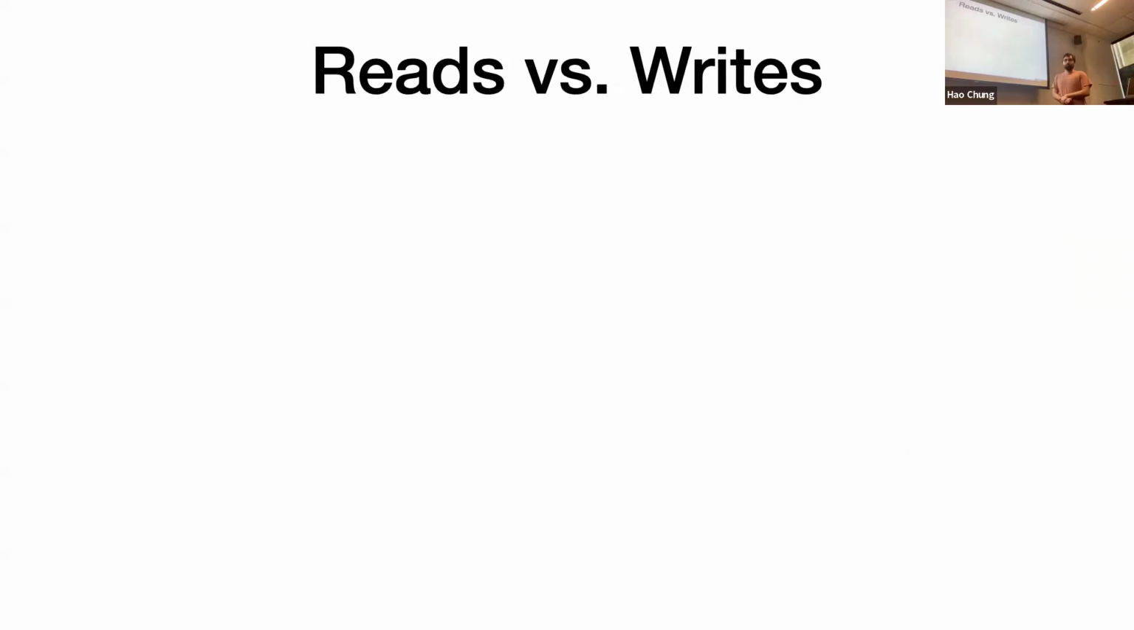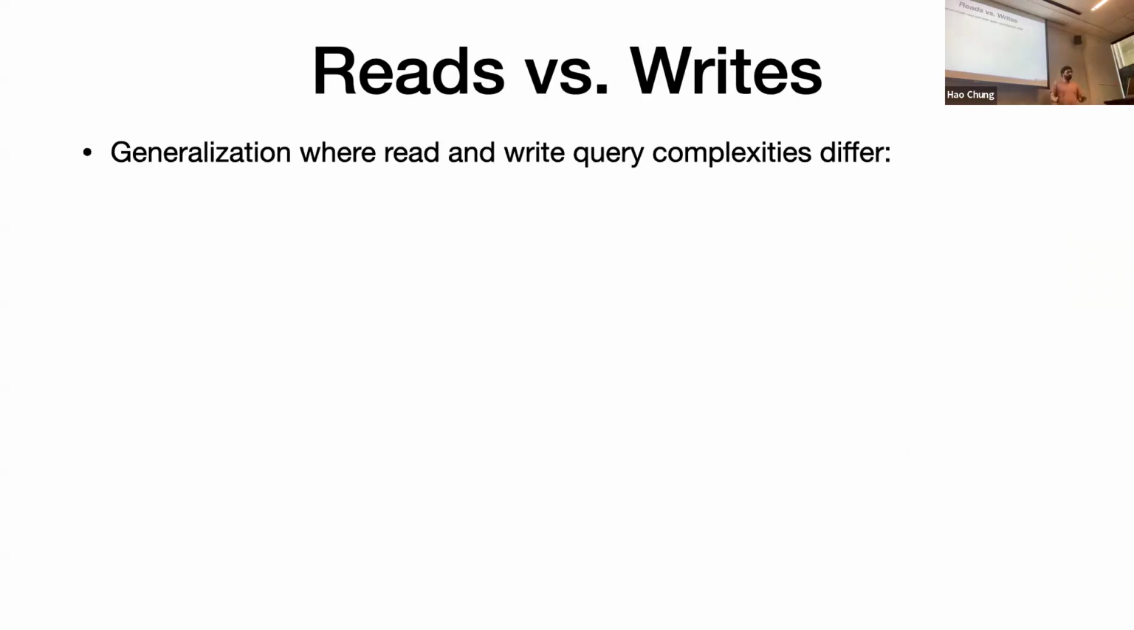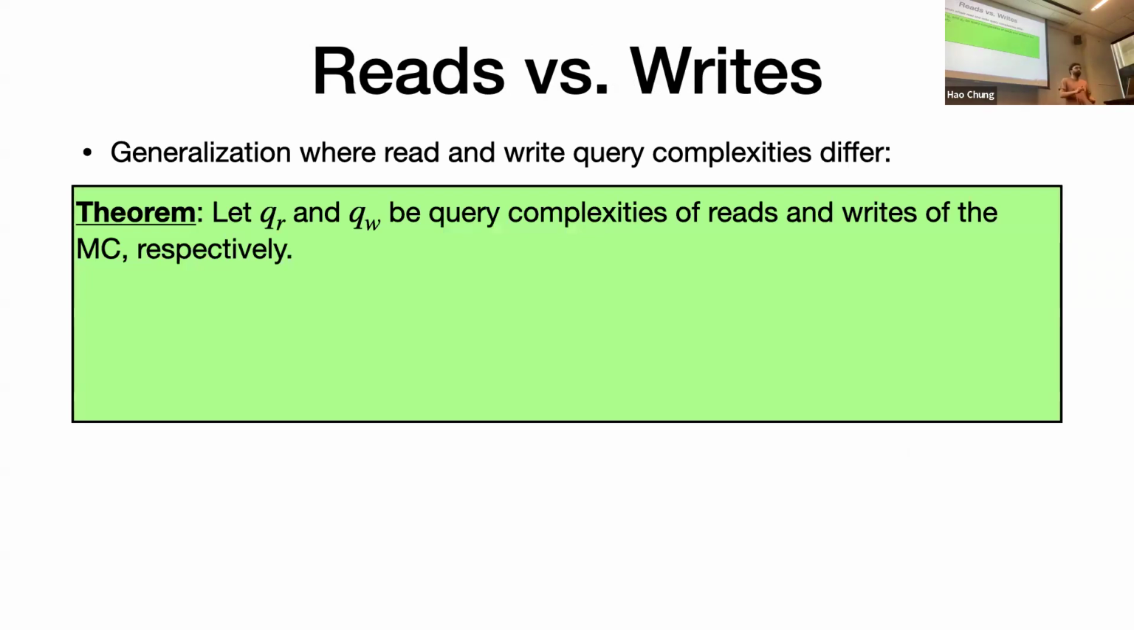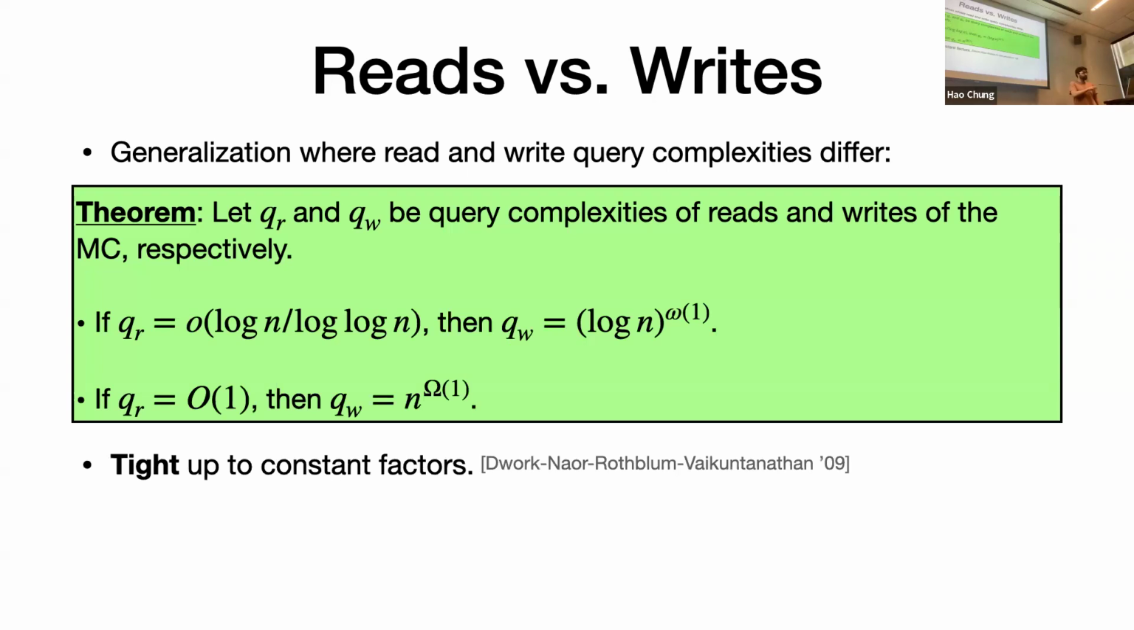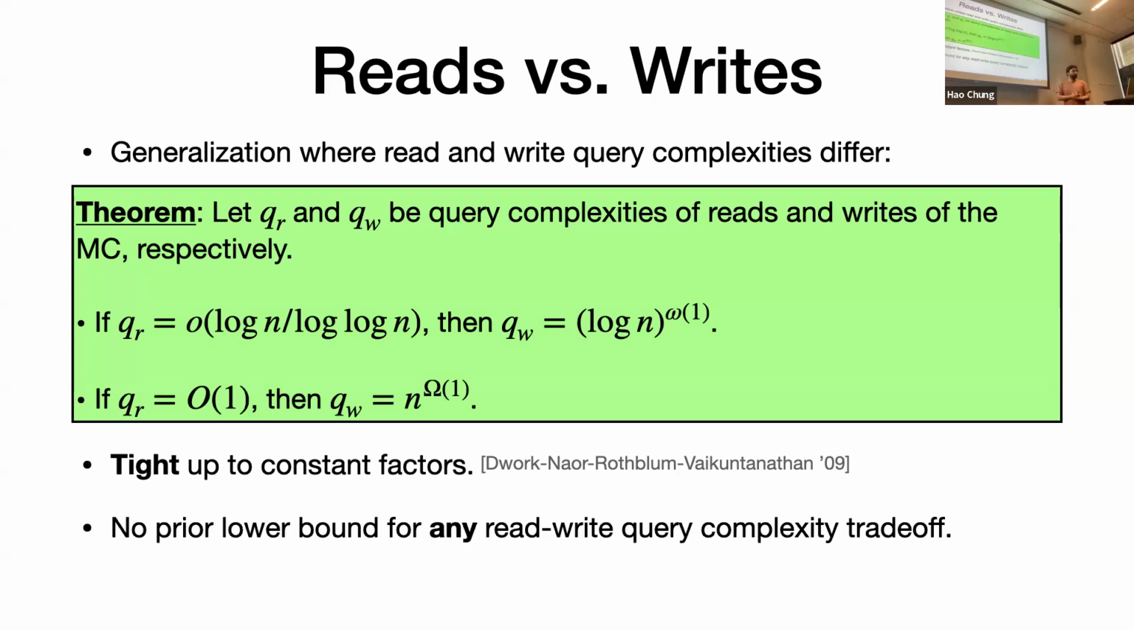We also consider a setting where the read and write query complexity could be different, in the sense that maybe you're doing lots of reads and few writes, so you want the reads to be more efficient than the writes. Let Q sub R denote the query complexity of the reads, and Q sub W the query complexity of the writes. We show that if the read query complexity is little o of log n over log n, then the write query complexity has to be super polylogarithmic. And in a more extreme sense, if the read query complexity is constant, then the write query complexity has to be polynomial. These are both tight up to constant factors from a construction of Dwork et al. Previously, there was no lower bound known for any read or write query complexity trade-off.